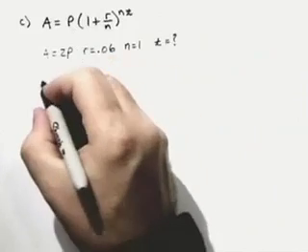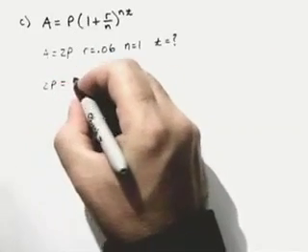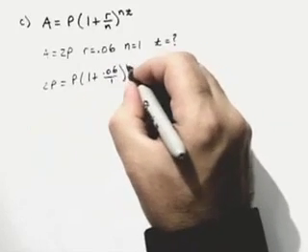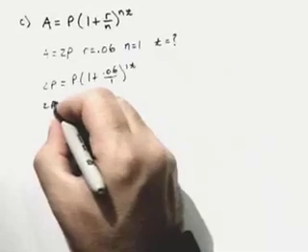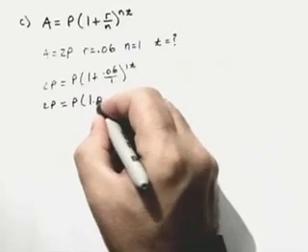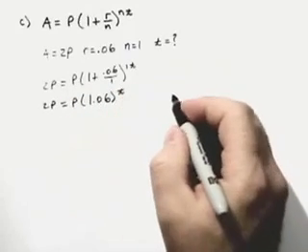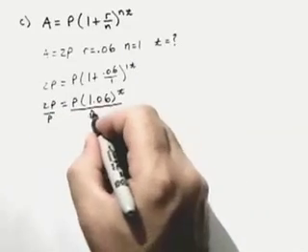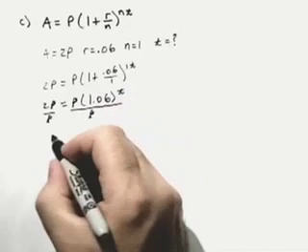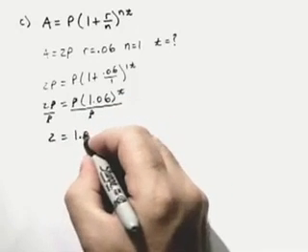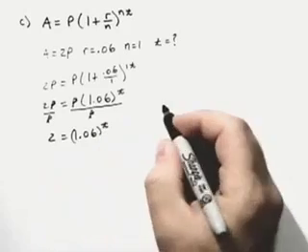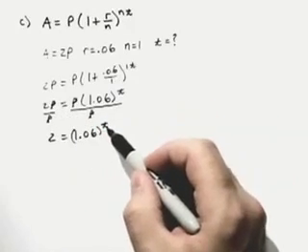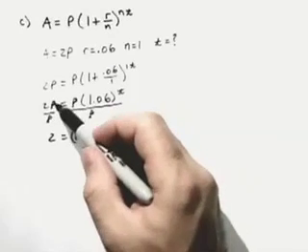If we put these quantities into our equation, we get 2P is equal to P times (1 plus 0.06 over 1) raised to the 1T power, or 2P is equal to P times 1.06 to the T power. At this point, we can divide both sides by P, and the P's will cancel. So we end up with 2 is equal to 1.06 raised to the T power. And here's where we note that the initial investment has no bearing on the time required to double the investment because we canceled out the initial investment.